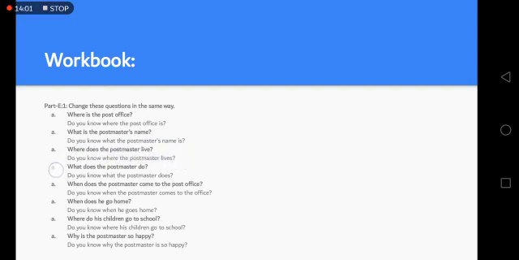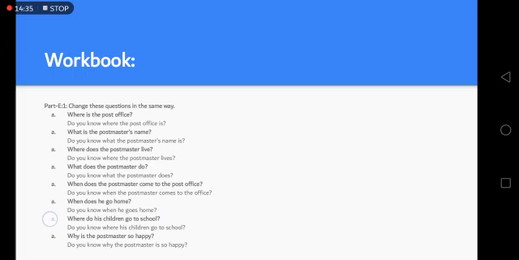Next is, where does the postmaster live? This is a direct form of question. And how will we change this direct form into indirect? Do you know where the postmaster lives? Next, what does the postmaster do? Do you know what the postmaster does? Okay, when does the postmaster come to the post office? Do you know when the postmaster comes to the office?